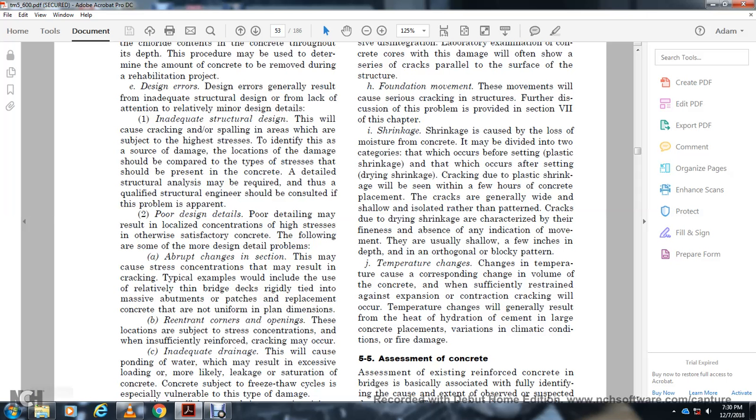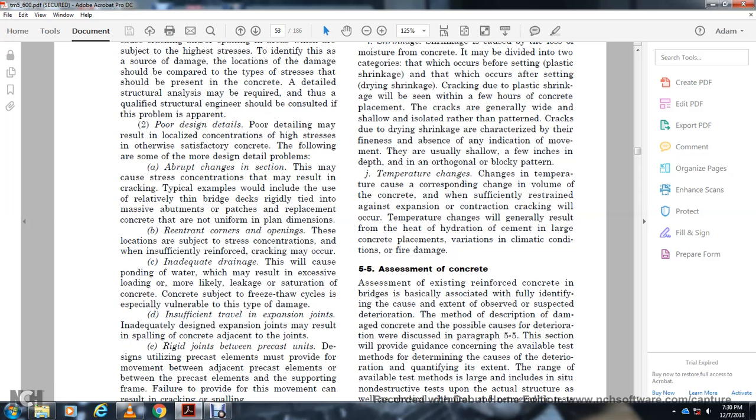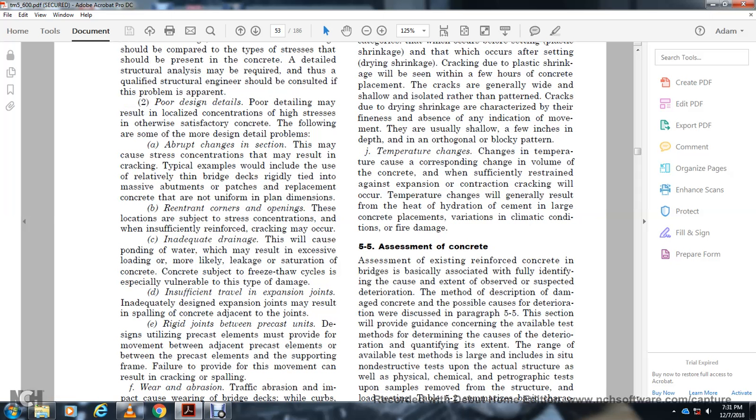Concrete subject to freeze-thaw cycles will be especially vulnerable to this type of damage. Insufficient traveling and expansion joints. Without adequate expansion joints, cracking and spalling of the concrete adjacent to the joints may result. Rigid joints between precast units. Designs utilizing precast elements must provide for movement between the adjacent precast elements and the supporting frame. Failure to provide this movement may result in cracking, spalling, wear, or abrasion.